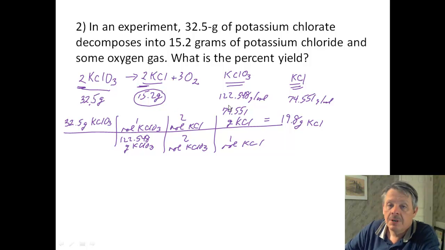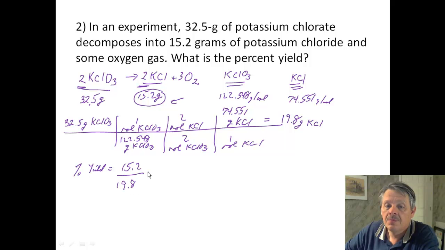But we didn't get 19.8, we only got 15.2. So our percent yield is equal to our actual, which is 15.2, divided by our expected, which is 19.8. We multiply by 100%, and that gives us 76.8%.